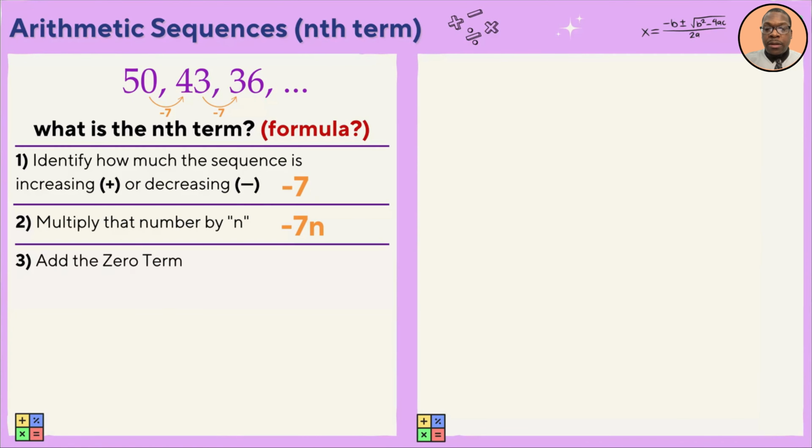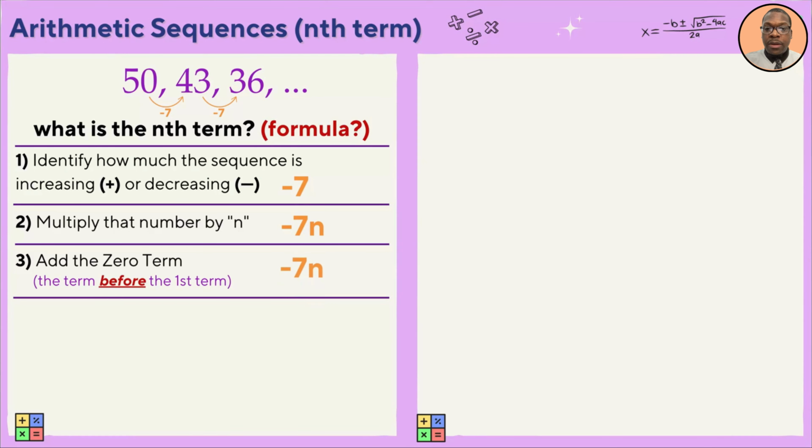And the third step is add the zero term. The zero term is what number would go in front of the first term if you followed the same pattern. In this case, it would be 50 to 43 to 36. But based on that pattern of going down by 7, what number could you put in front of 50 that would make the pattern still continue the same way?